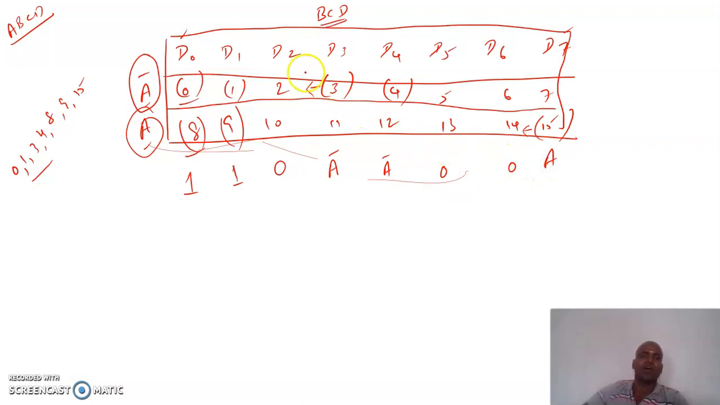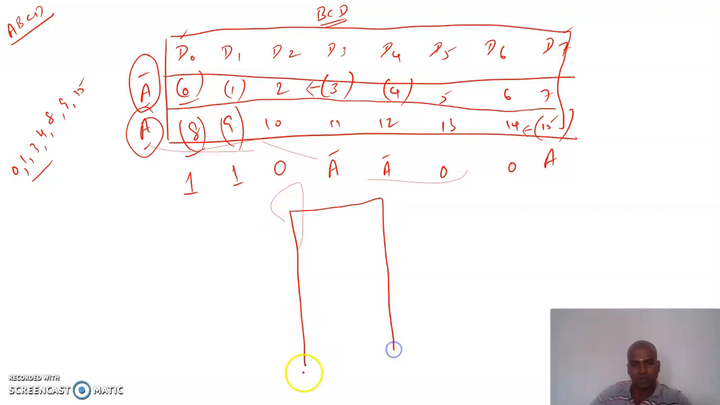So now we have found all the 8 data inputs. Okay, so let me draw the block diagram of the 8x1 multiplexer. So this is the 8x1 multiplexer. I'm going to write D0, D1, D2 and D3, D4, D5 and D6, D7, and my 3 selection lines are B, C, D. So these are the selection lines and this is the output.